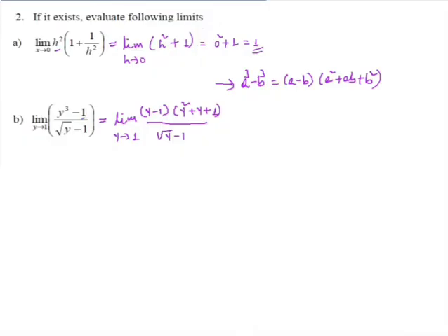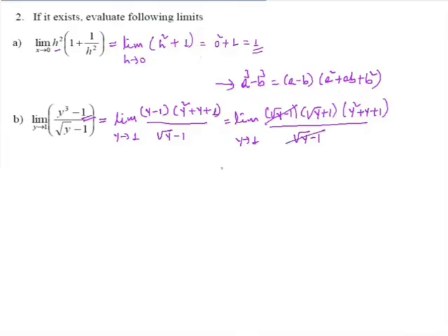If we know this factorization, we can understand the factorization form of the numerator. Again, y minus 1 can also be written as radical y minus 1 times radical y plus 1. Then we have y square plus y plus 1 over radical y minus 1 as y approaches to 1. So now we have something that can be cancelled out.